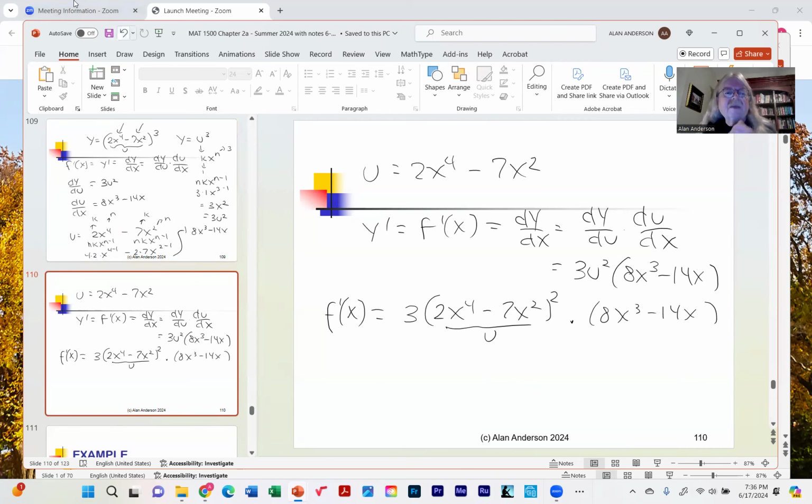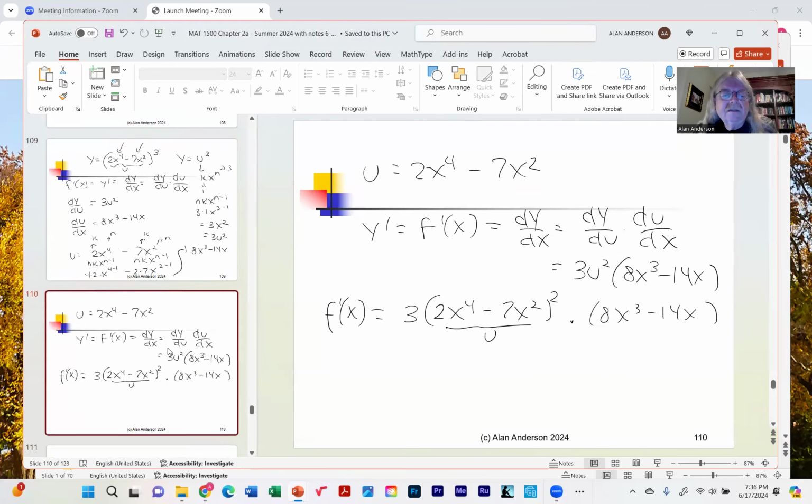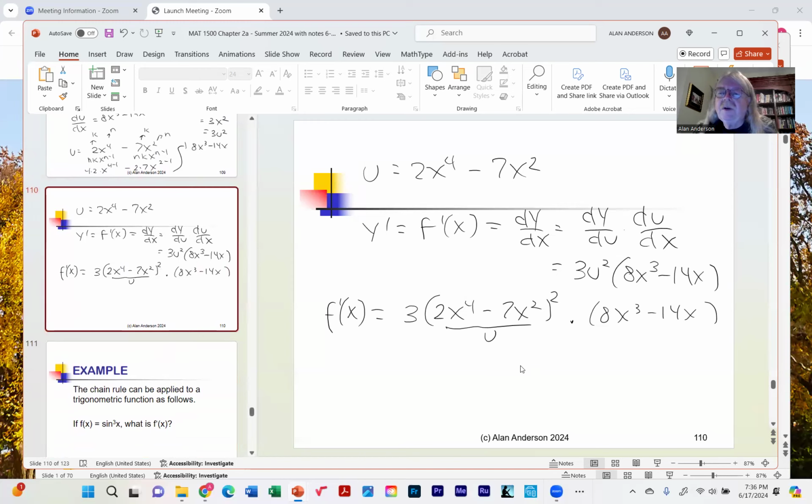Oof, it's a long, messy expression, but again, it's a lot quicker than expanding the whole thing and trying to apply the power rule to every single term, because there could be dozens of terms by the time we're done. So I think you'll agree this is a lot quicker. Anytime we have a polynomial raised to an exponent like this, we're going to take the same approach.